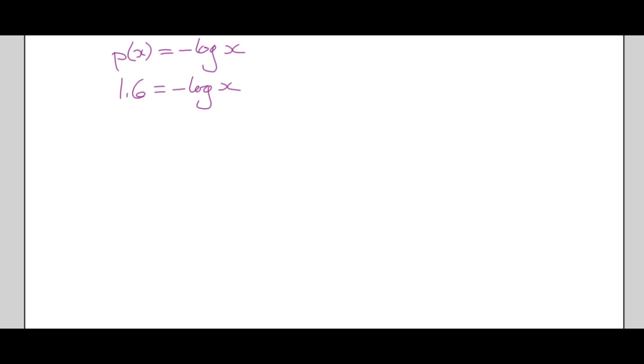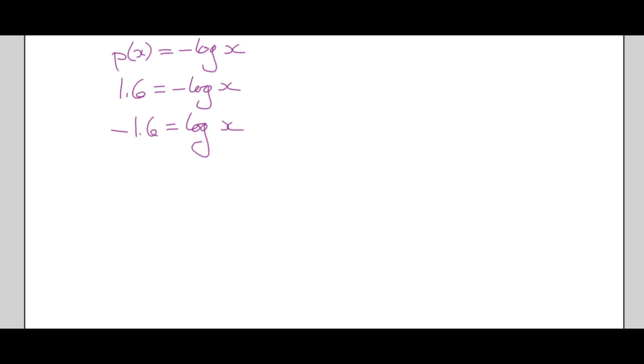First of all, the log, you can't work with the negative, so we're going to kick the negative over to the other side. We're going to multiply both sides by negative 1, so I get negative 1.6 is equal to log x. Now you can't solve that, right? Because what are you going to do? Hit the log key and then type x? That's not going to work. Well, technically, I suppose you could, and then you could graph it.